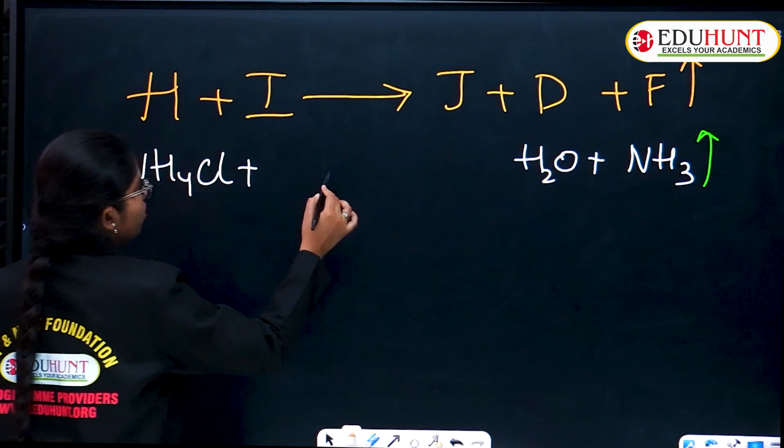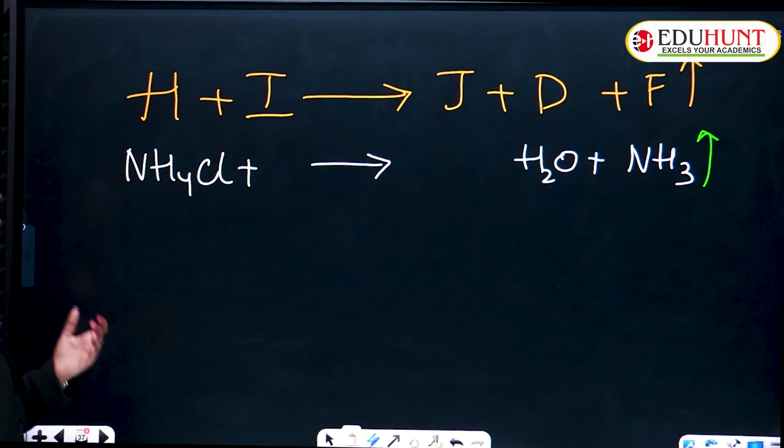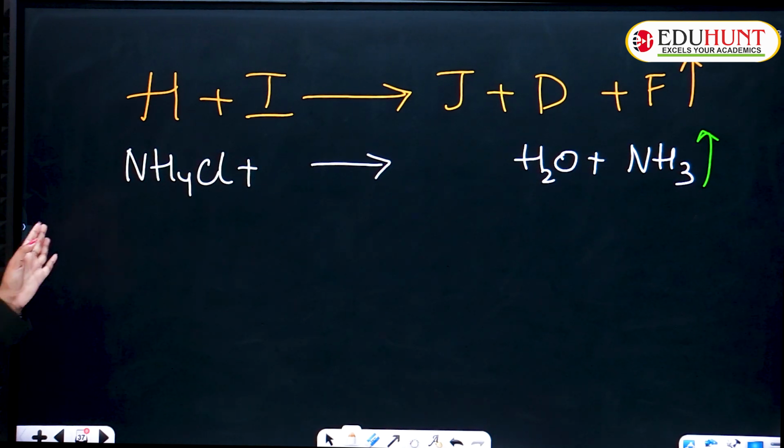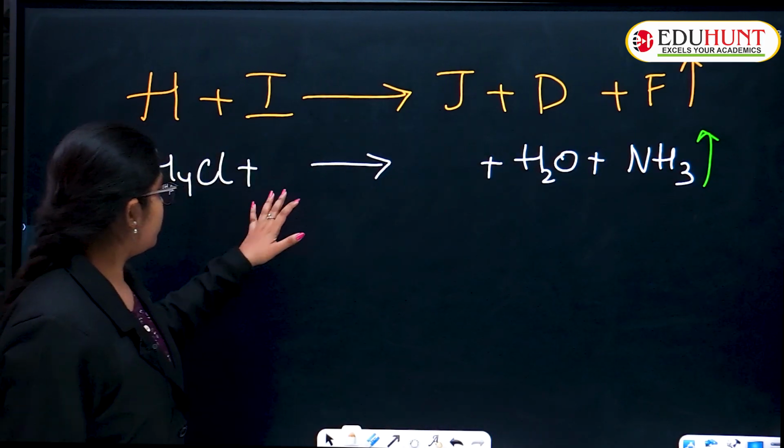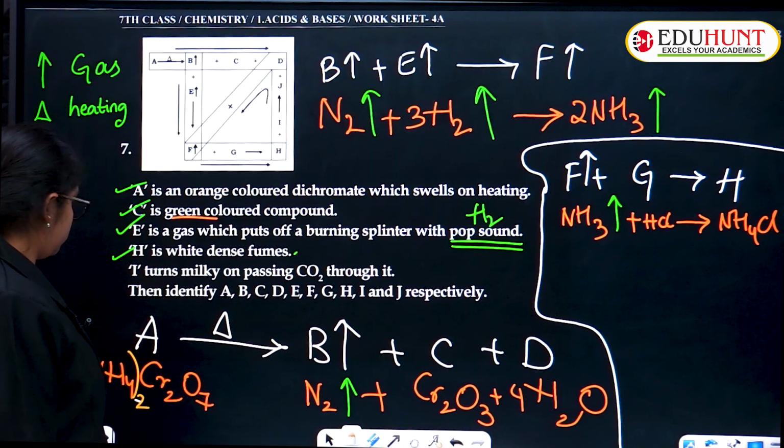NH4Cl plus, we don't know what I is and what J is. We have to find out what these are. So NH4Cl giving rise to H2O plus NH3. Something we have to write over here. We'll see what the hint is from the previous equation.